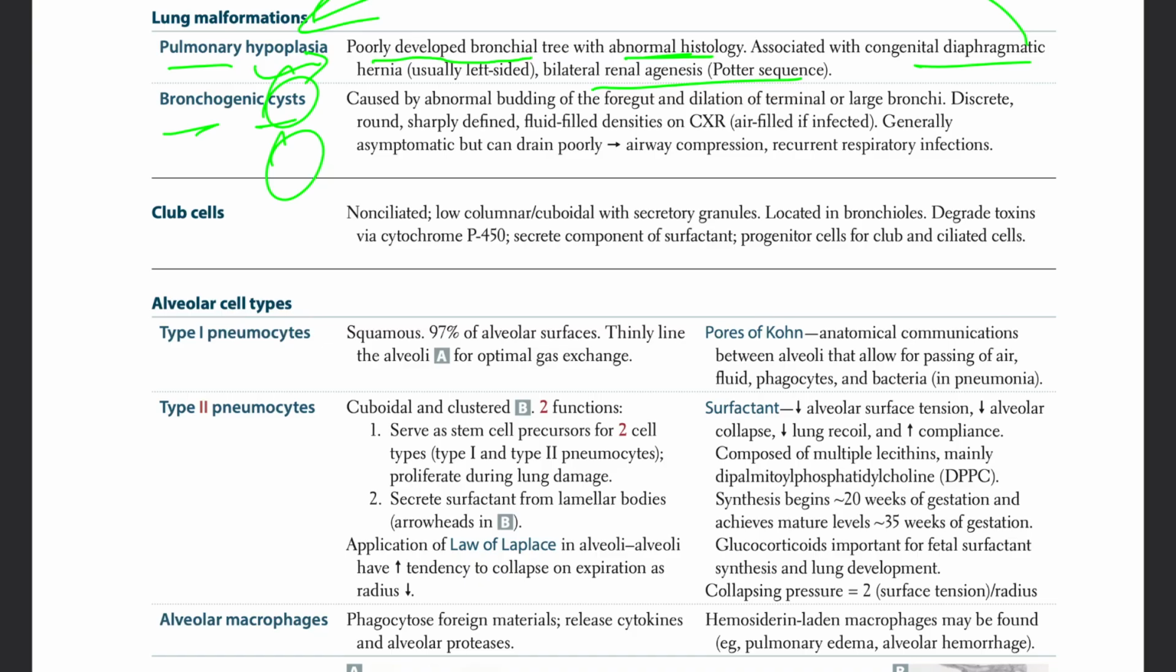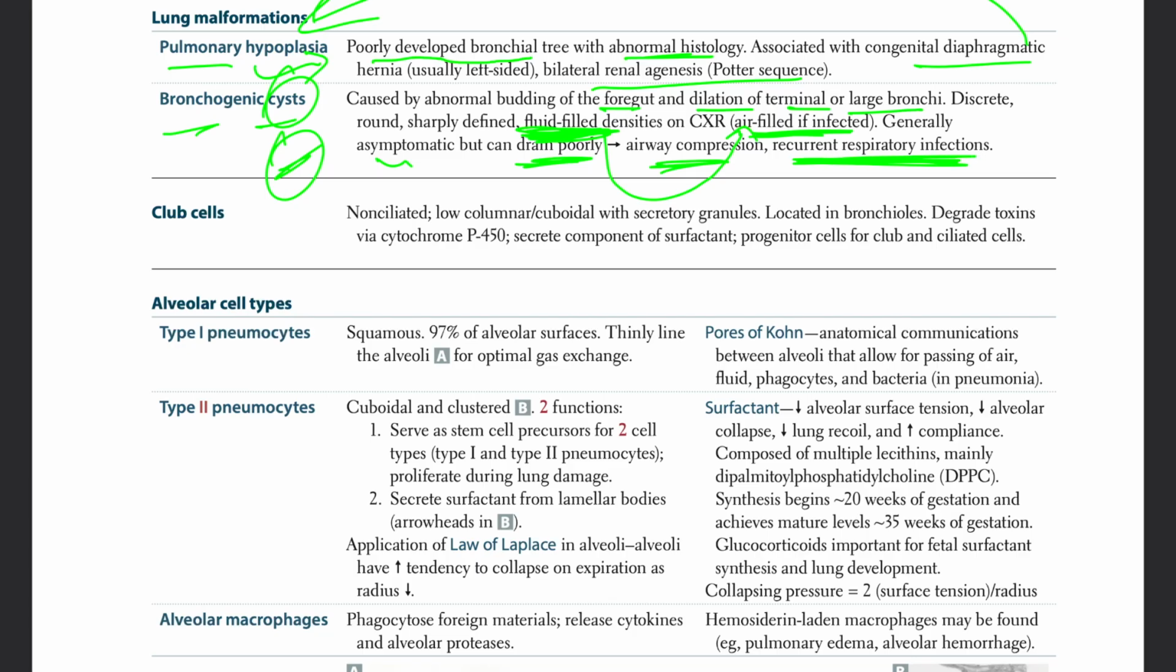Again, cyst, you already know it's some fluid-filled cavity. It is caused by abnormal budding of the foregut and dilation of the terminal or large bronchi. Discrete, round, sharply defined, fluid-filled densities on the chest X-ray. And it's going to be air-filled if infected. Simple. Generally asymptomatic but can drain poorly, leading to airway compression and recurrent respiratory infections.